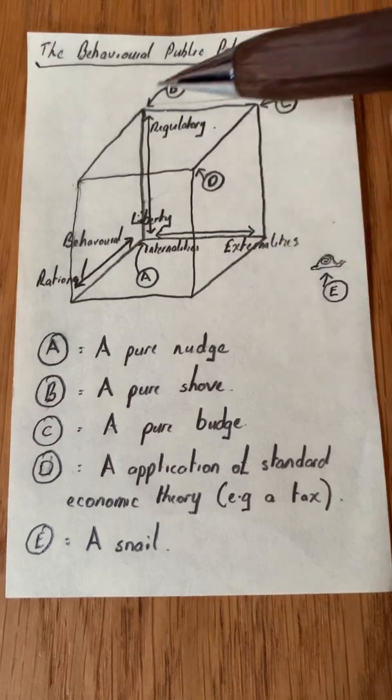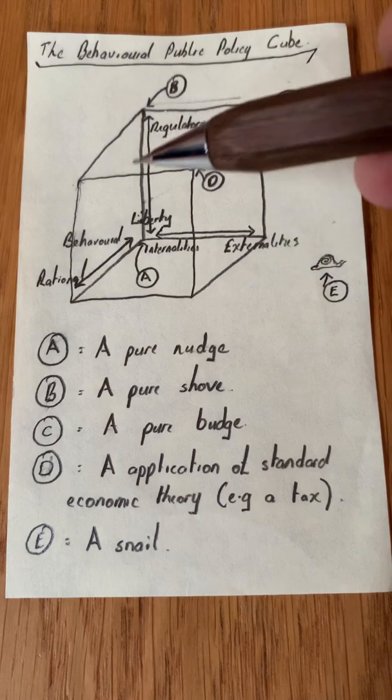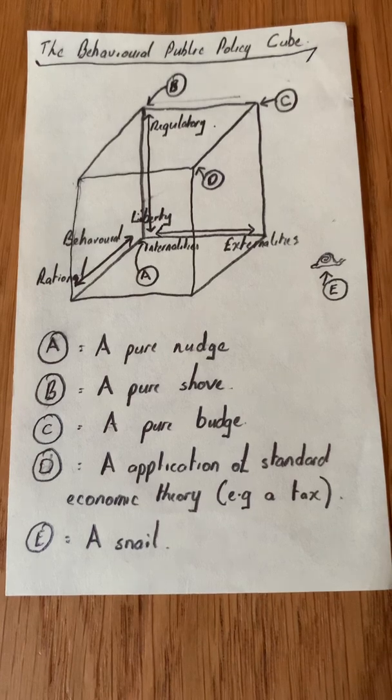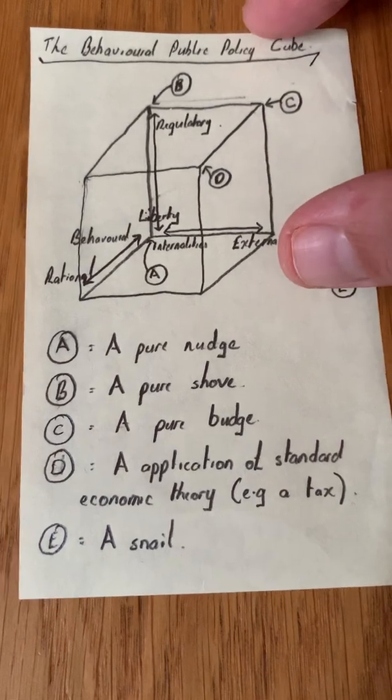So there we have it. This is the Behavioural Public Policy Cube, something that I have constructed. I hope people use it to get a sense of what their government are up to. And that's behavioural economics on a post-it number 31.